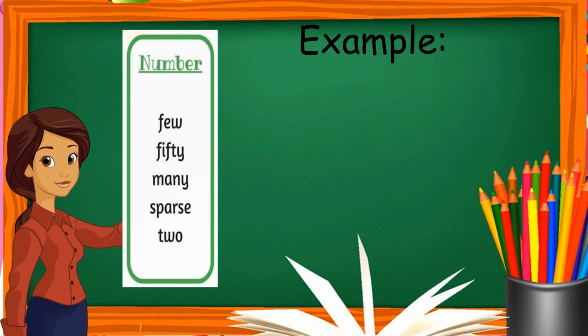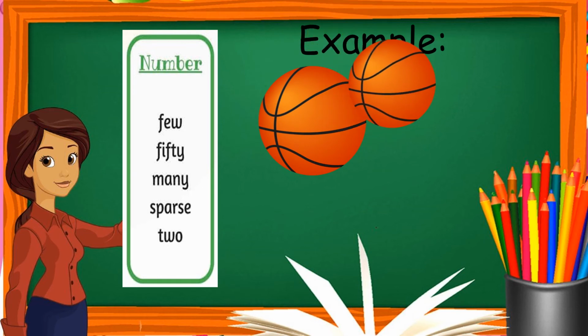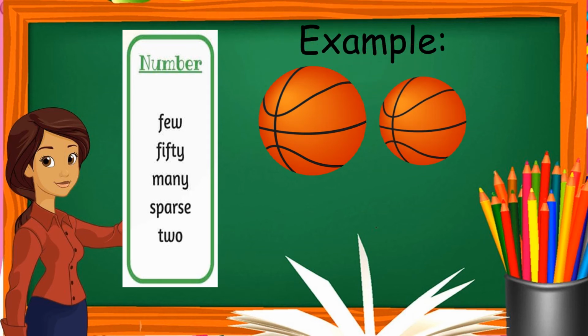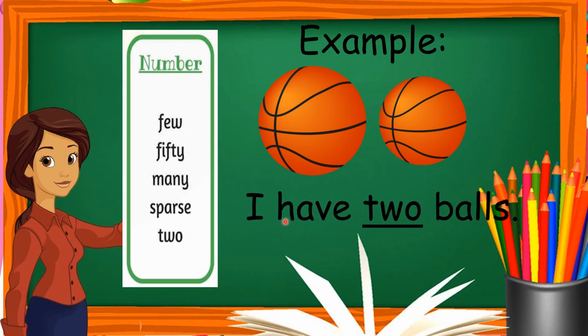How about adjectives that describe numbers? Okay, how many balls? Yes, there are 2 balls. There are 2 round balls. Yes, the 2 and the round are both adjectives. 2 adjectives in a sentence describing the same thing, the ball. Okay, I have 2 balls. The word 2 here is the adjective that mentions the number of the balls being described, right?